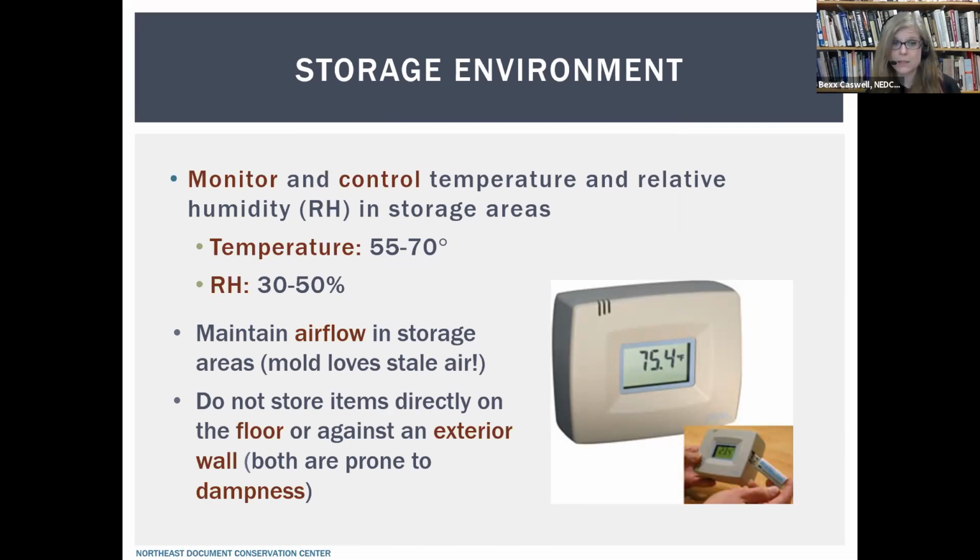Best practices for storage of books and paper say temperature should be between 55 and 70 degrees Fahrenheit. Obviously 55 is a little too chilly if it's an area where you have staff working. You'd want to be closer to 70 degrees, but really not above 70 if possible. And a relative humidity of 30 to 50%. Anything over 50%, you are at much greater risk for mold growth. If you're up in the 70, 80, 90%, I mean, if it's 100%, it's raining in your building. But anything over 50% really exponentially increases your risk of mold growth.